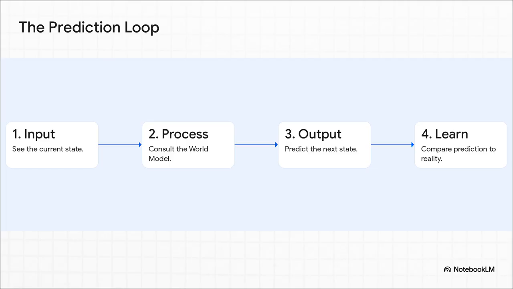And the way it learns is actually pretty straightforward, but it's super powerful. It's a loop. First, the AI sees what's happening right now. Then, it dives into its little world model to guess what's going to happen next. And then, this is the most important part. It compares its guess to what actually happens. Every time it's wrong, even by a little bit, it uses that mistake to make its world model better. It gets smarter with every single guess.